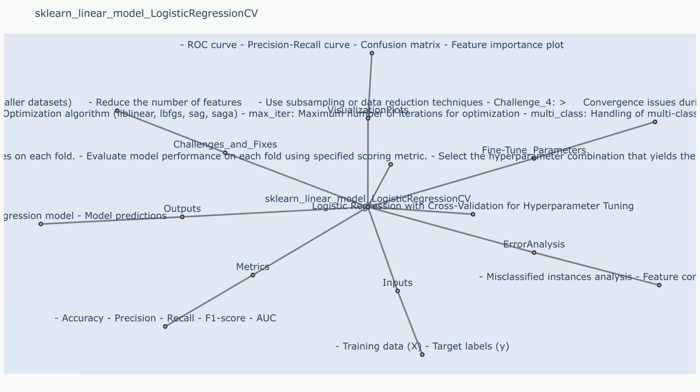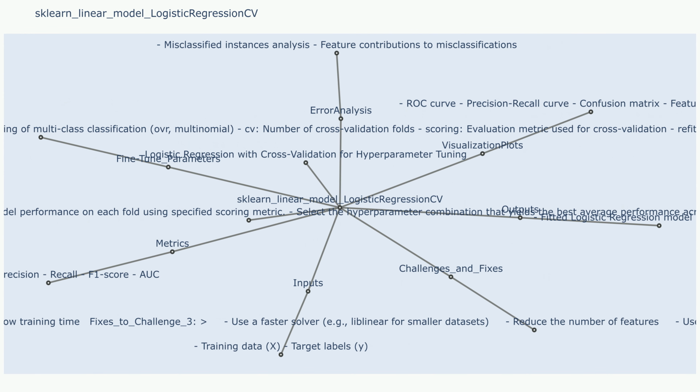Fixes to challenge 1. Increase the size of the training data. This helps to reduce overfitting by providing the model with more data points to learn from. Use regularization techniques. Techniques like L1 and L2 regularization can be applied to penalize complex models and prevent overfitting. Use cross-validation. This technique helps to estimate the model's performance on unseen data and identify overfitting.